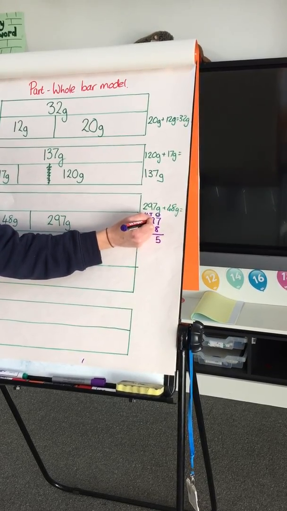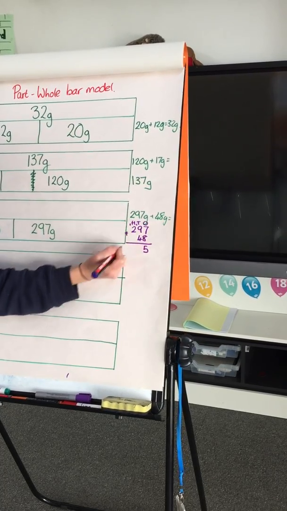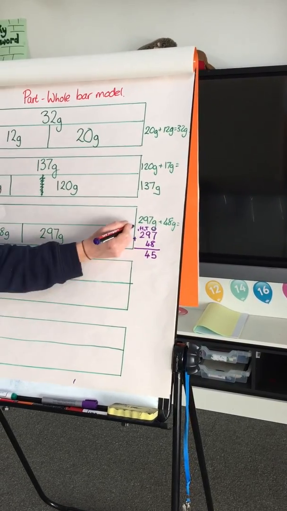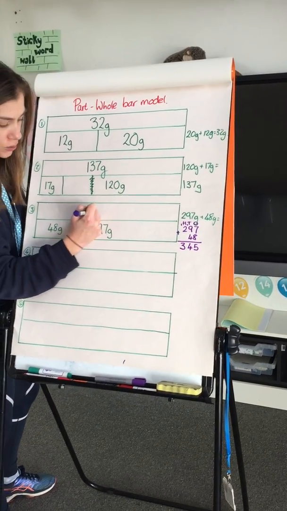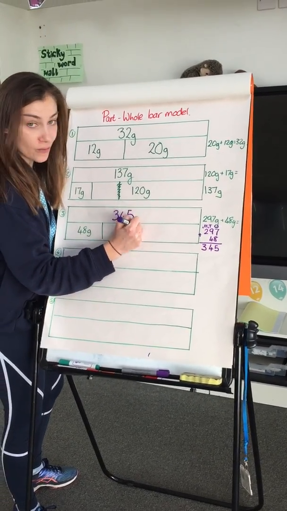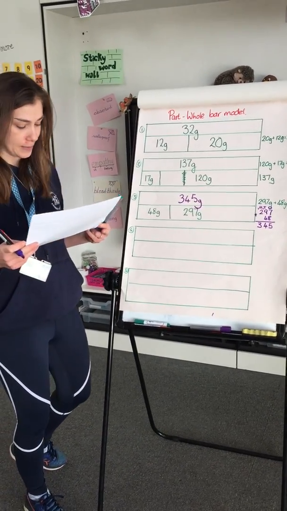10 add 9 tens is 10 tens, add 4 more tens is 14 tens, so that's 100 and 4 tens. 100 add 200 is 300. So my whole here is 345 grams. Don't forget to write grams because we are measuring. So we are using our unit of measurement, grams.